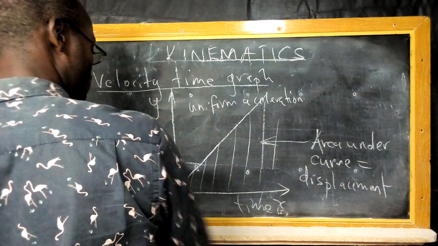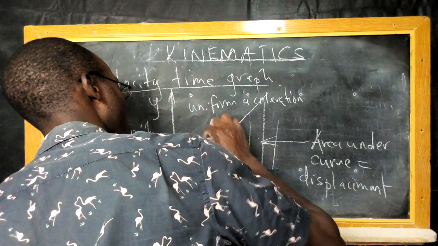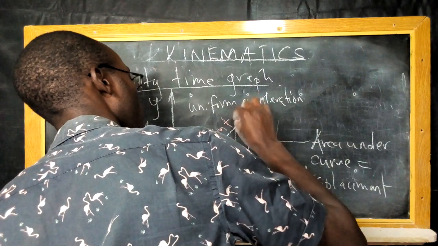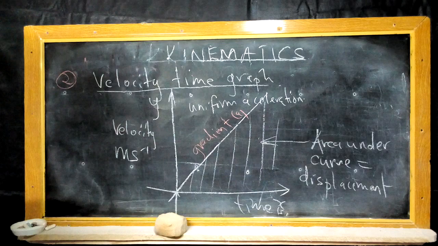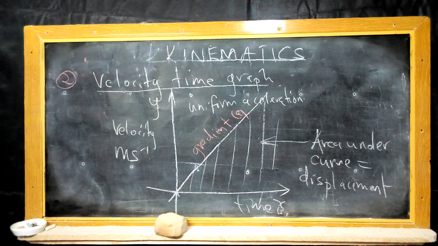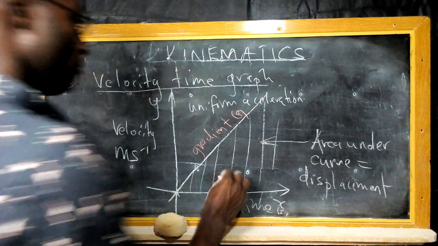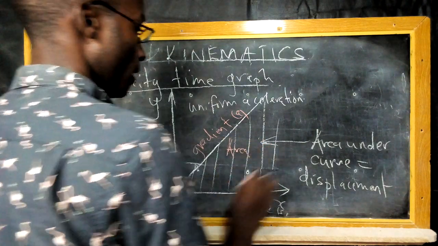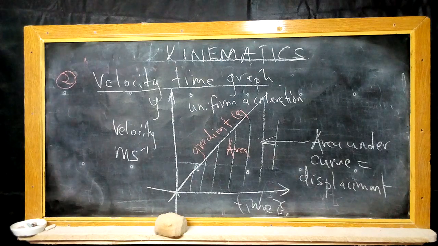So the gradient gives A. It's just denoted by A. We said A is for acceleration. So the gradient gives A, while the area under the curve gives displacement. So this one is for uniform acceleration.